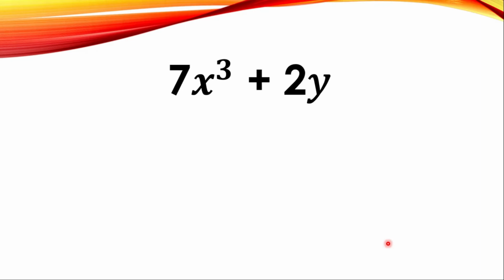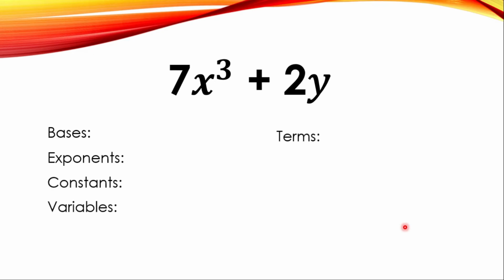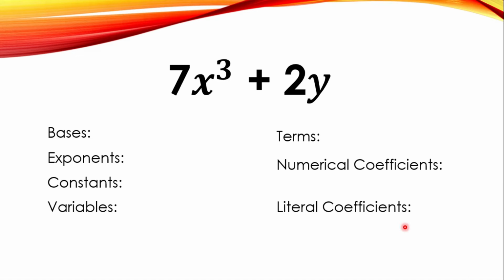7x cubed plus 2y. Of course, we are to identify the bases, exponents, constants, variables, terms, numerical coefficients, and literal coefficients. The bases are those numbers written below. So we have 7, x, 2, and y. Then we also have exponents. Exponents are those numbers written on top. So 3 and, of course, 1. Automatic yung 1.